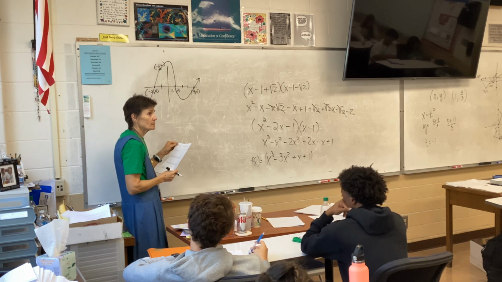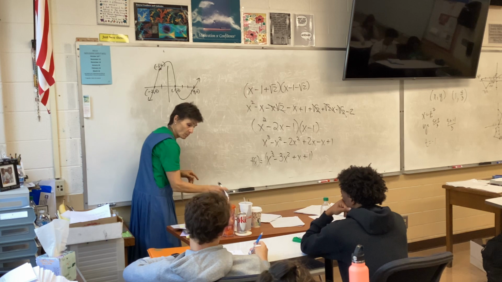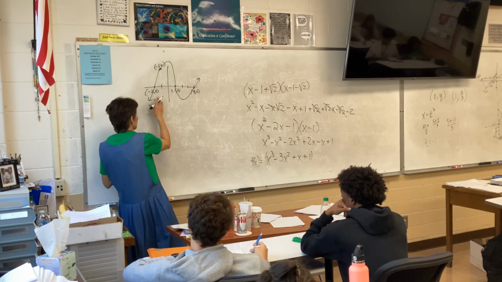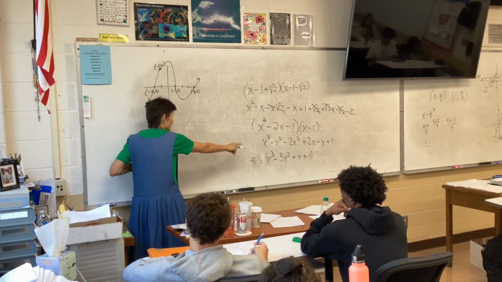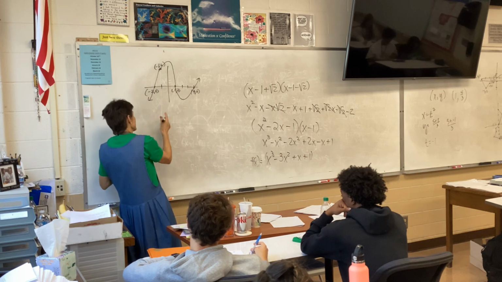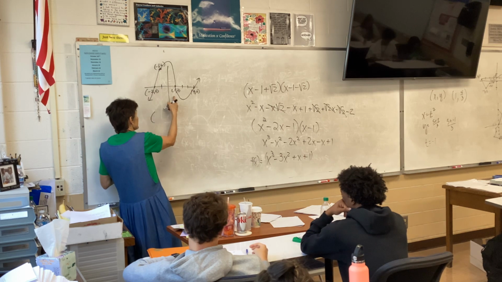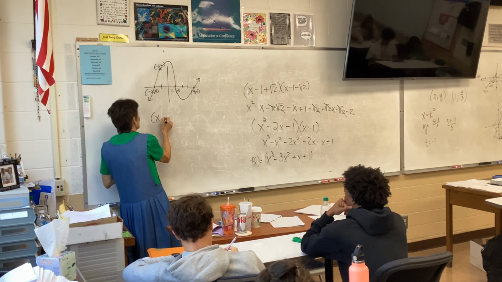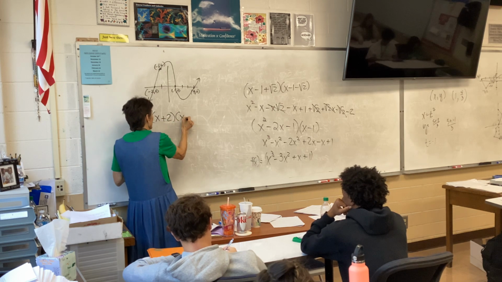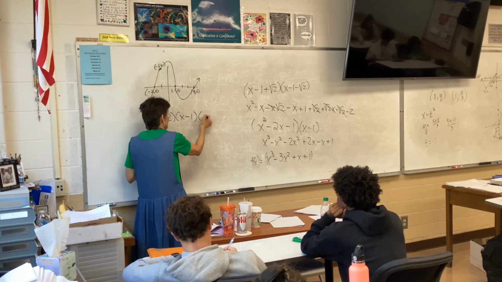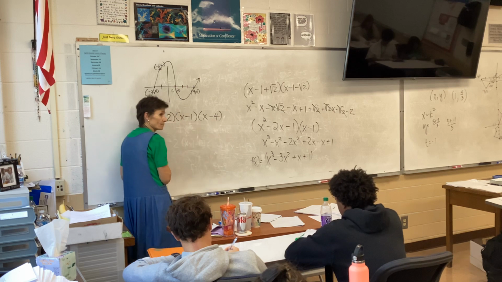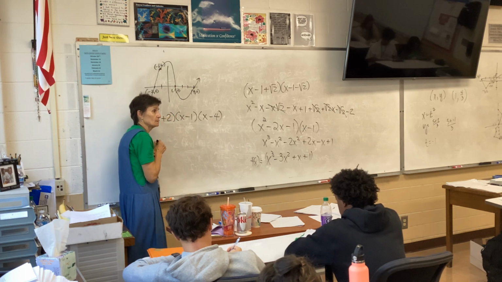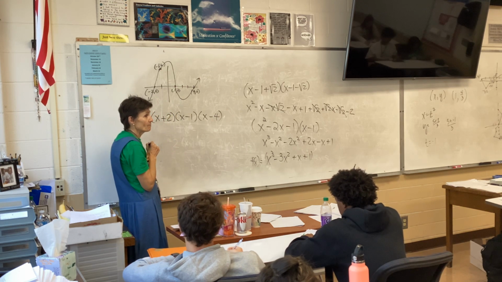There's only one. So I'm going to start out the same way I did. I'm going to build my factors, just like I did here. One of these is easier. What are the factors if these are the zeros? x plus 2, x minus 1, x minus 4. Would you agree with that?